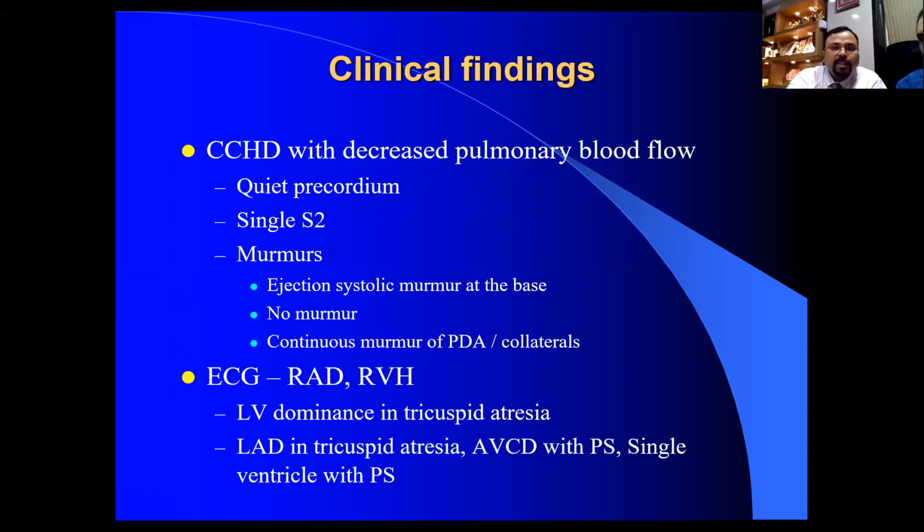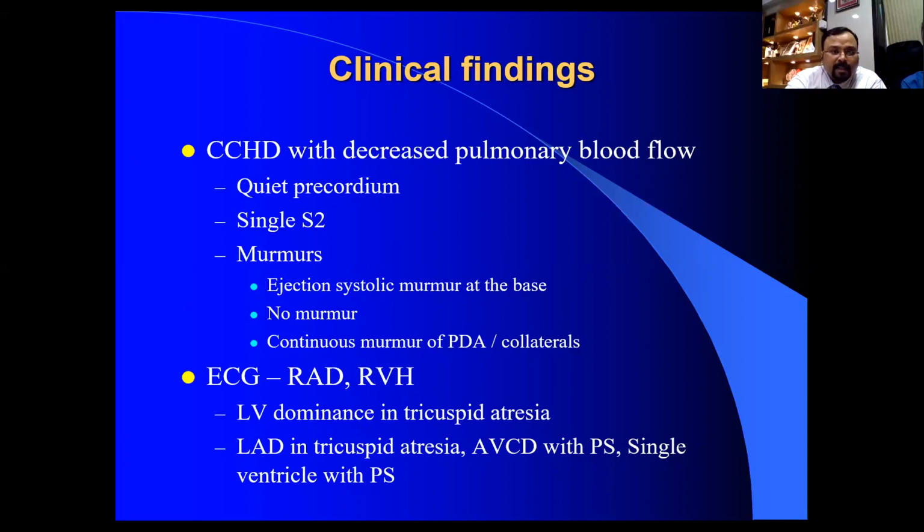Next is cyanotic CHD. Ready? Now we'll discuss clinical findings. Cyanotic CHD with decreased pulmonary blood flow. Usually in TOF physiology, you will see a quiet precordium. You won't see any hyperdynamic precordial or epigastric pulsation in TOF physiology.